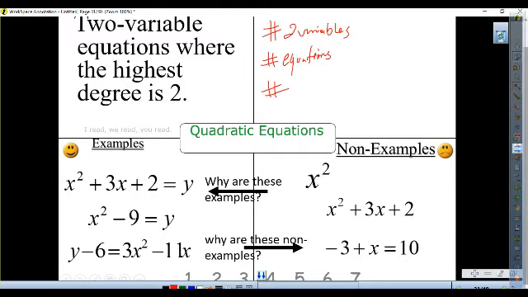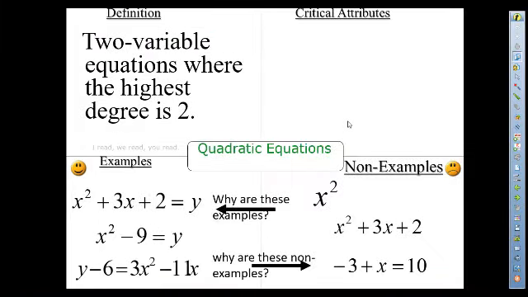Whoa. My goodness. Beto. Quadratic. And by now we know what a quadratic is, right? Yeah, the highest degree is 2. Very good. All right, here go the steps.